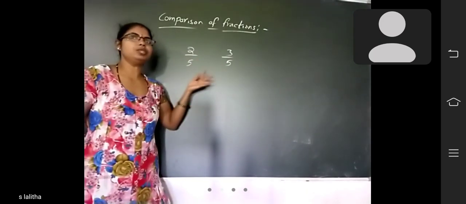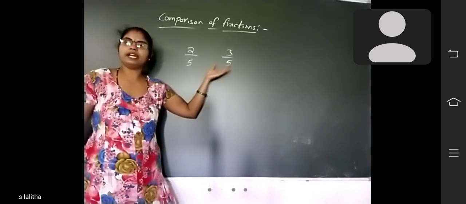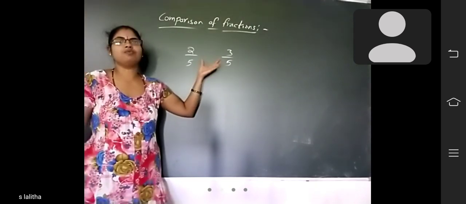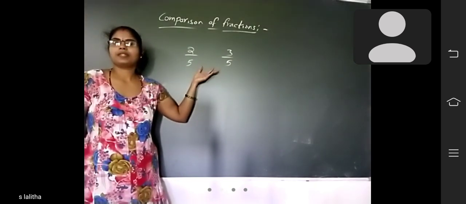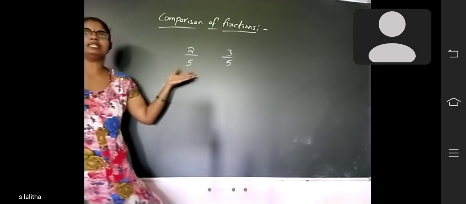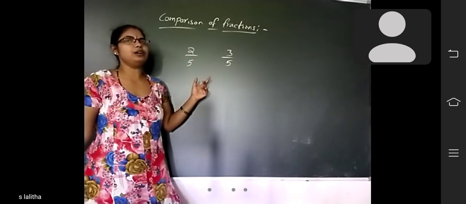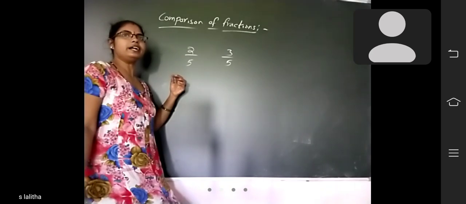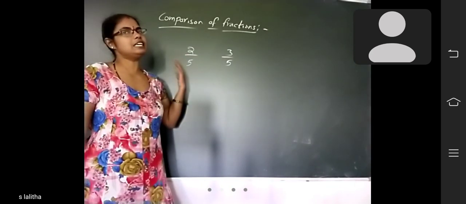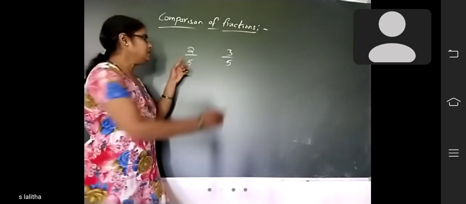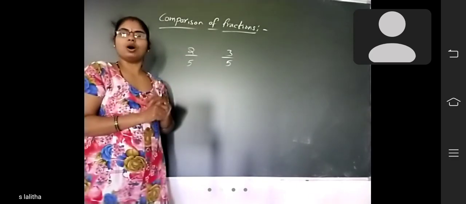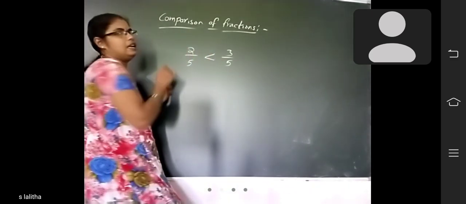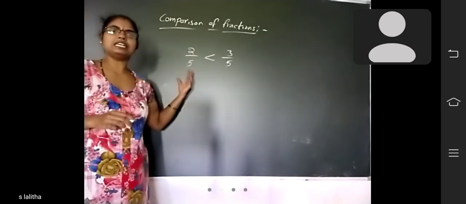First you have to observe the denominators. These two denominators are same or not? Yes. So the denominators being the same means what are those fractions? Like fractions. Now you have to compare numerators. Which one is the smaller numerator, that is the smaller fraction. In these two numerators, which one is smallest? 2 by 5. So 2 by 5 is less than 3 by 5. So 2 by 5 is the smallest fraction.